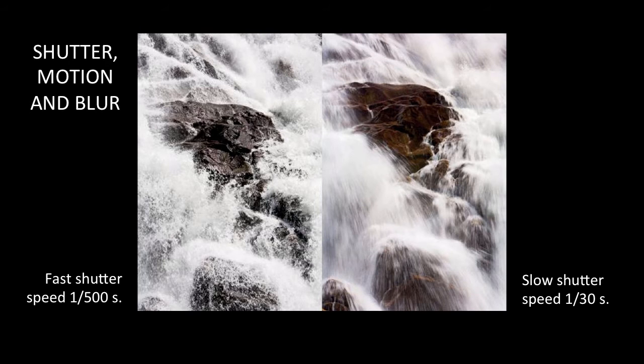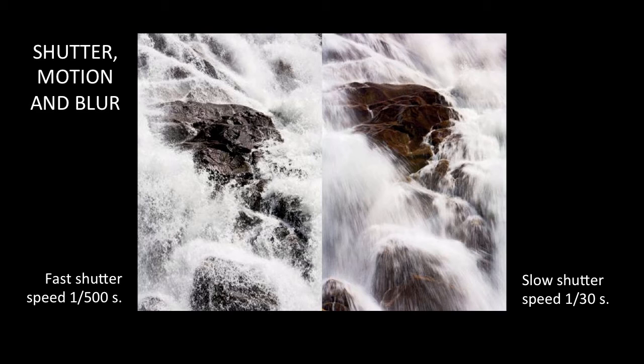Shutter speed controls motion, blur, and implies motion. It is the second main tool that photographers use both technically and creatively. The shutter speed controls how long the exposure is. On the left, we have an example of a fast shutter speed, which serves to freeze the action of the water. Sports photographers rely on fast shutter speeds to capture the action.